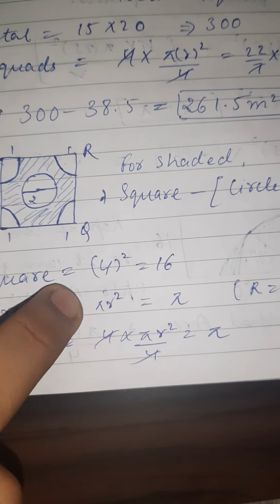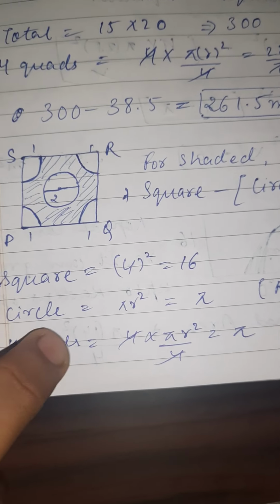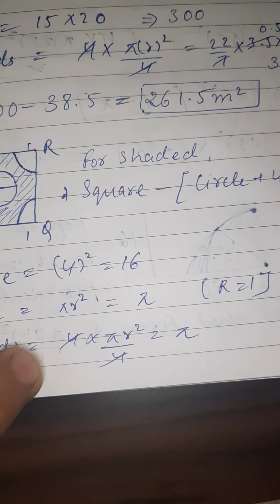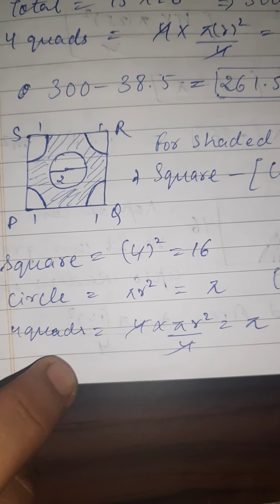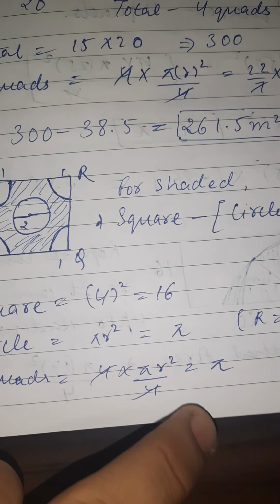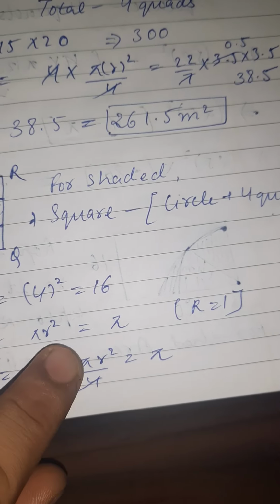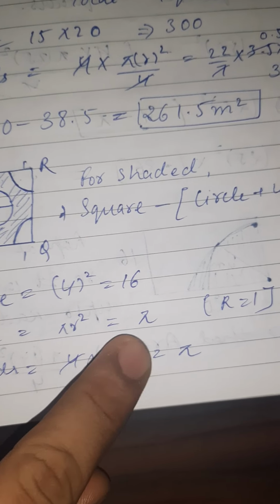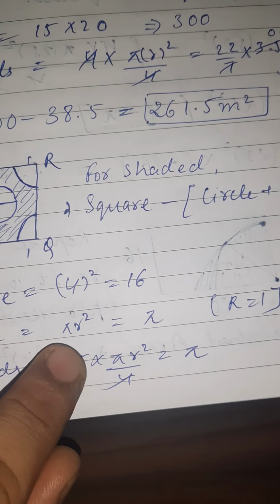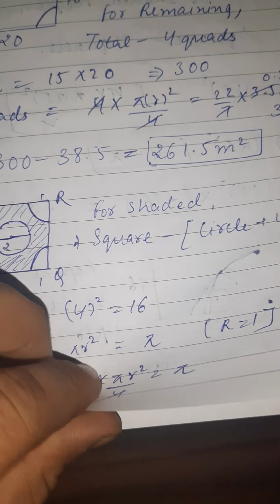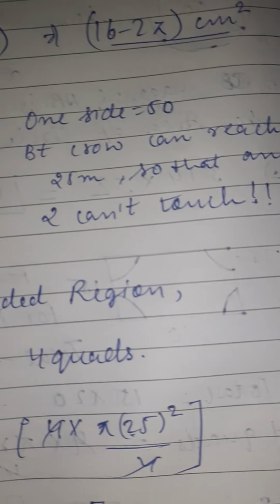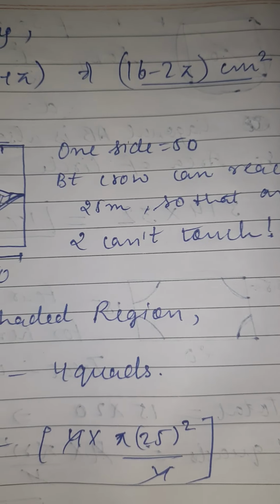The square area will be 4 square, which is 16, and the circle area will be pi r square into 2. I have written the quadrants separately, but you can write it together as well. Pi r square is equal to pi, as r is equal to 1, so it will be 1 only, so 2 pi. So the remaining area will be 16 minus 2 pi centimeter square.